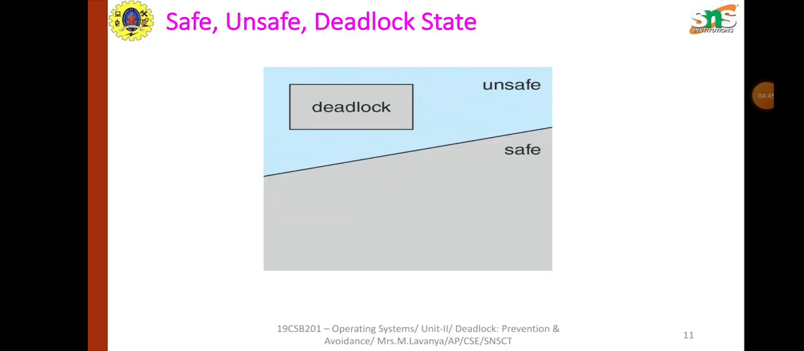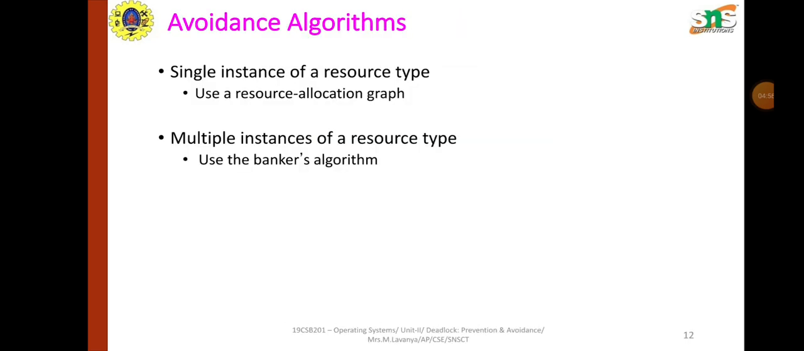Here it is. This is the pictorial representation. When the system is in a safe state, there is no possibility of deadlock. When the system is in an unsafe state, there is a possibility of occurrence of deadlock.